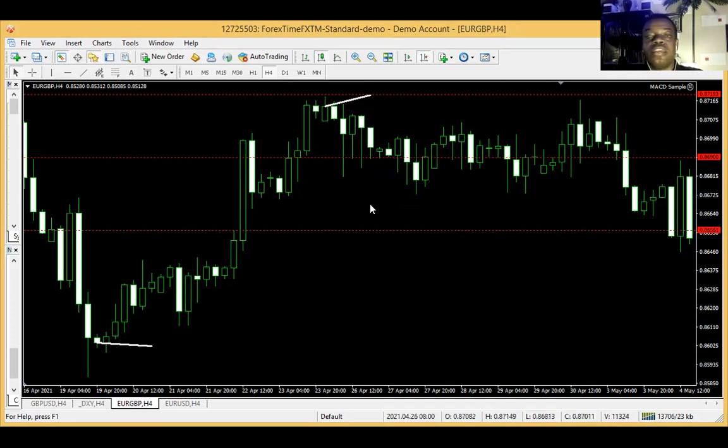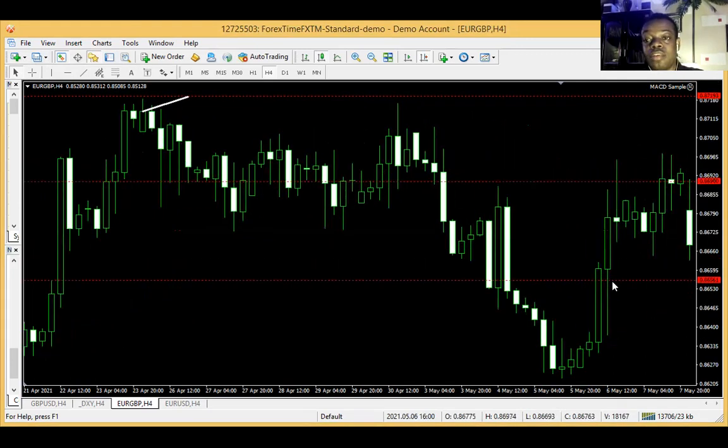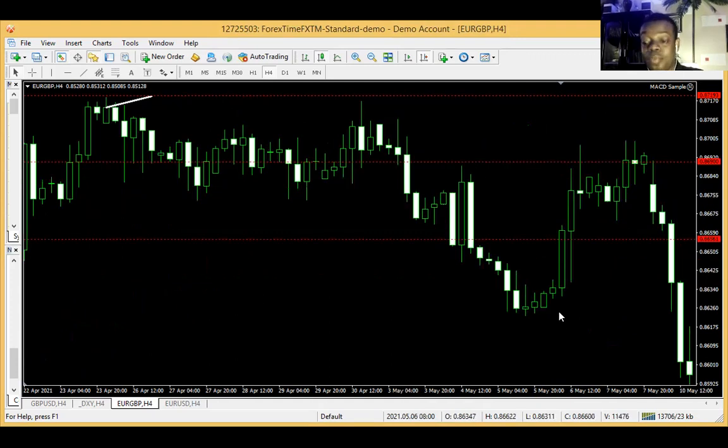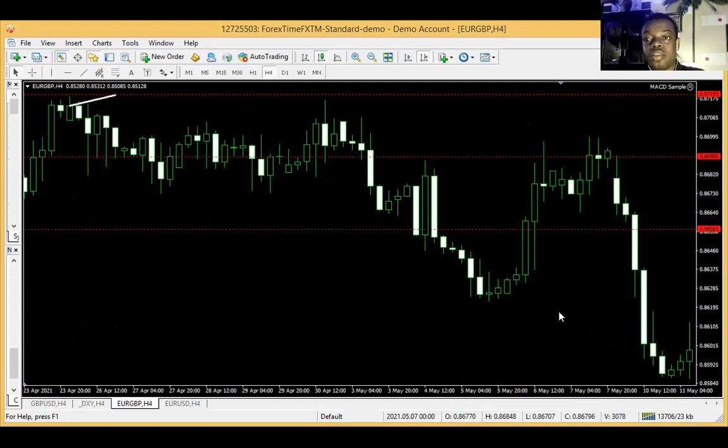You can see it, and the market got there. The market triggered it later. This is the candle that first triggered it, and the market was ranging, and later went down and hit your entry, and it kept going down. You can see it went down, it kept going down again.